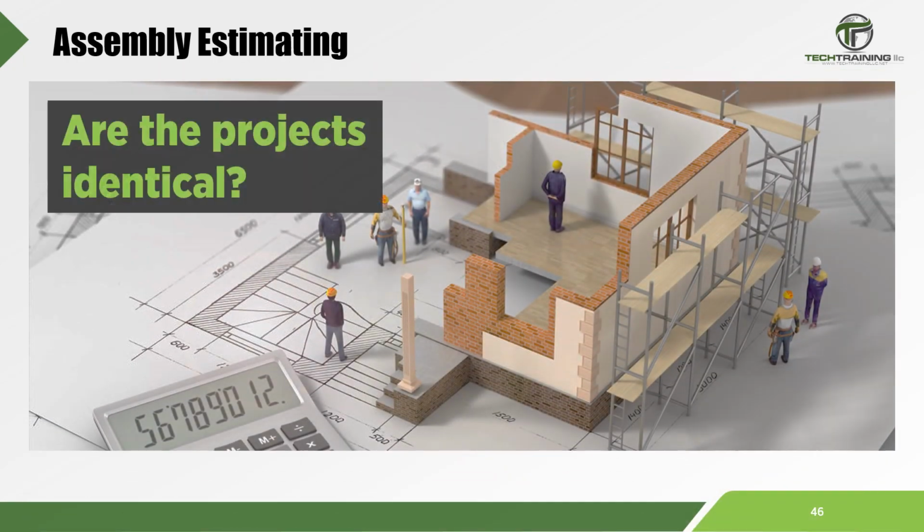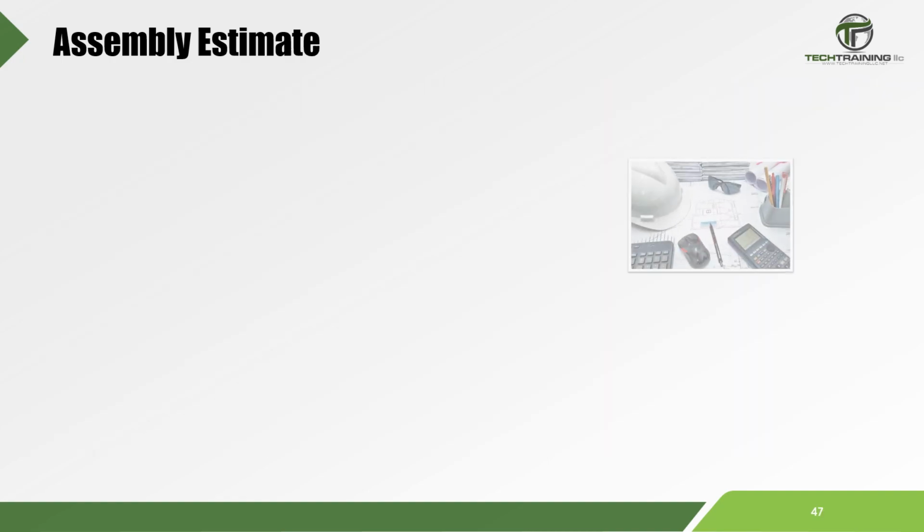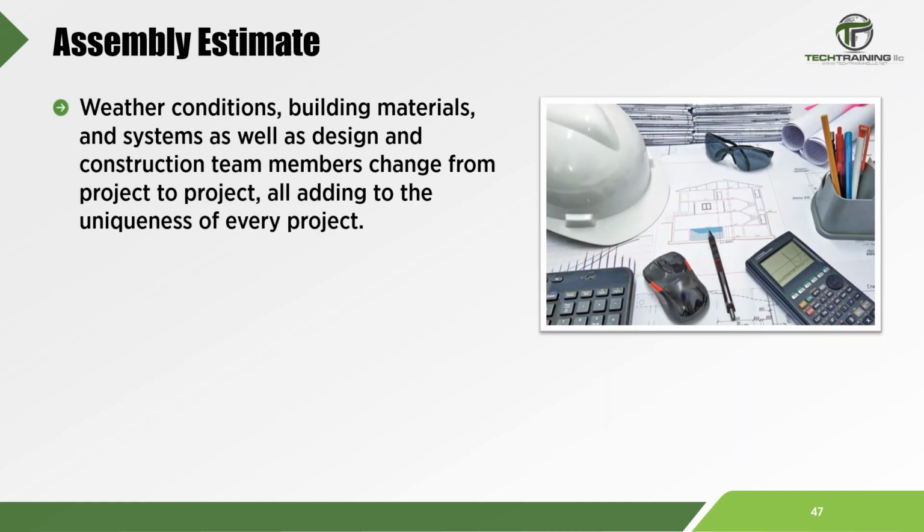If the assembly pricing in this type of estimate is coming from a previously completed project, it is assumed that this project is identical to the completed project. This assumption is clearly not valid in the construction of certain types of buildings. Weather conditions, building materials, and systems as well as design and construction team members change from project to project, all adding to the uniqueness of each estimate.